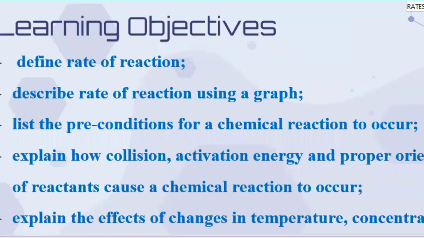Learning objectives. At the end of this lesson, students will be able to define rate of reaction and describe rate of reaction using a graph, list the preconditions for a chemical reaction to occur, explain how collision, activation energy, and proper orientation of reactants cause a chemical reaction to occur, and explain the effect of changes in temperature, concentration, or pressure and volume.